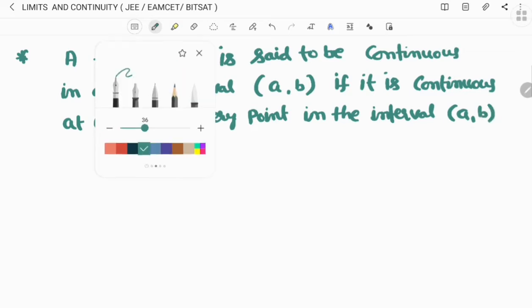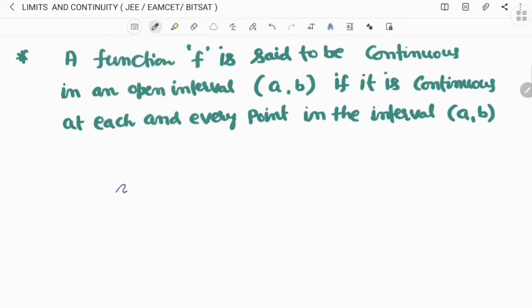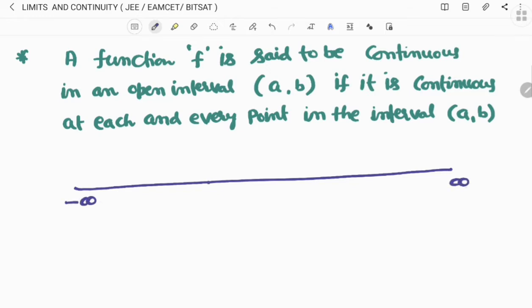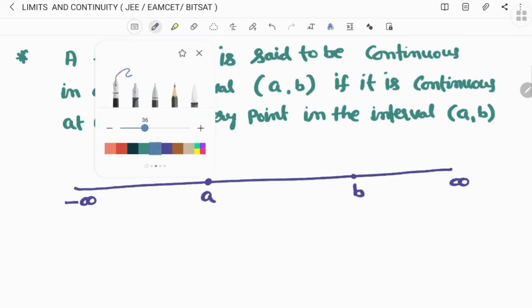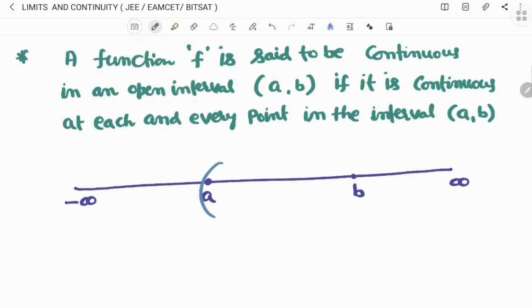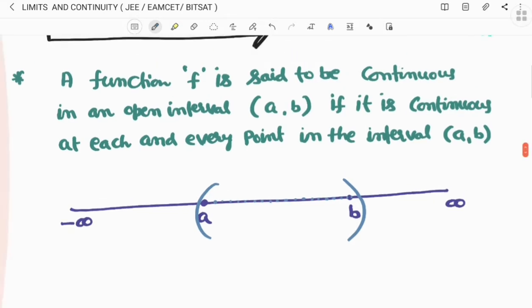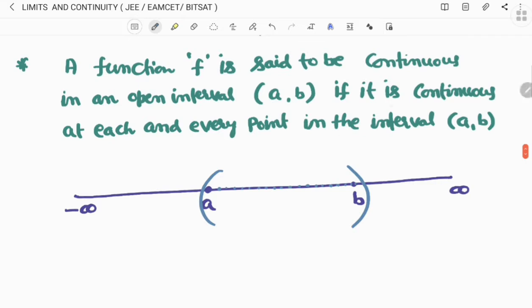See, the figure will come like this, just roughly. This is the real number line, this is minus infinity, this is plus infinity. Here the point a is there, here the point b is there. Open interval of a comma b means we will write like this. So if in every point in the open interval the function is continuous, the function is continuous in open interval of a comma b, everywhere in the interval. This is the open interval.